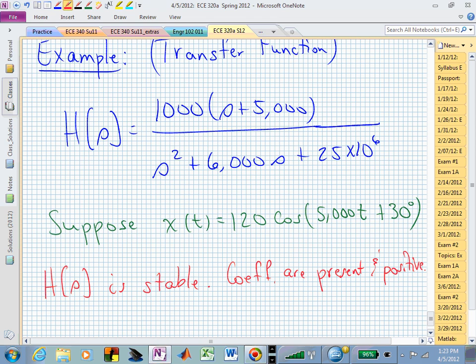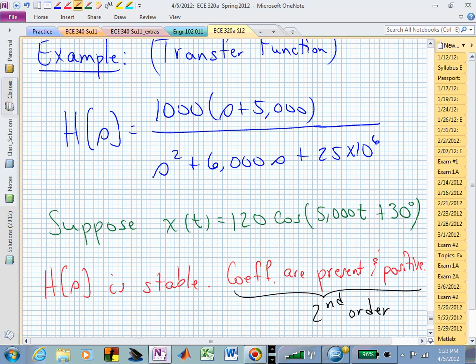Now this is only true for a second order. If somebody gave you a third order and your coefficients were present and positive, it's not necessarily guaranteed that they'll all be in the left half plane. So you have to have it factored into second order or less. So that's coefficients present and positive with the second order.